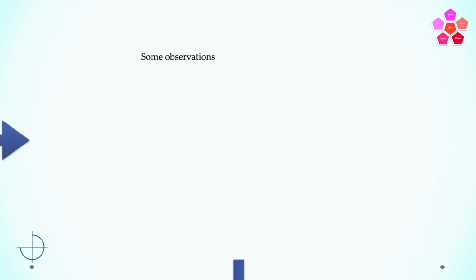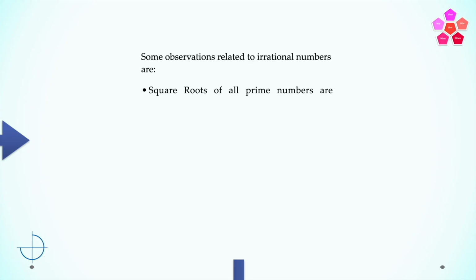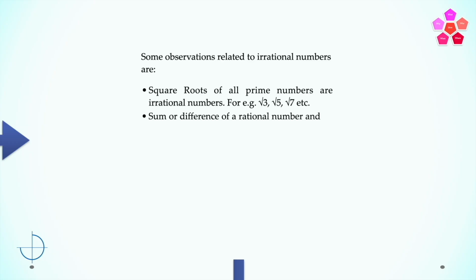Let's look at some observations related to the irrational numbers. Square roots of all prime numbers are irrational numbers. For example, root 3, root 5, root 7, etc. are all irrational numbers. Sum or difference of a rational number and an irrational number is always an irrational number.